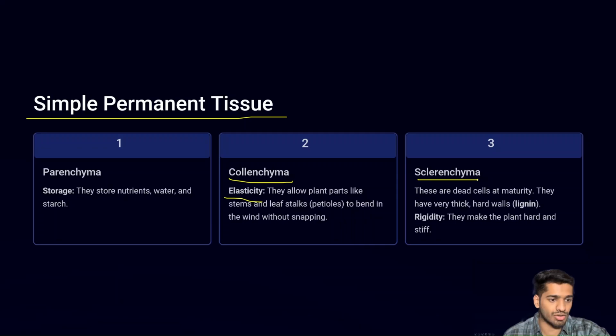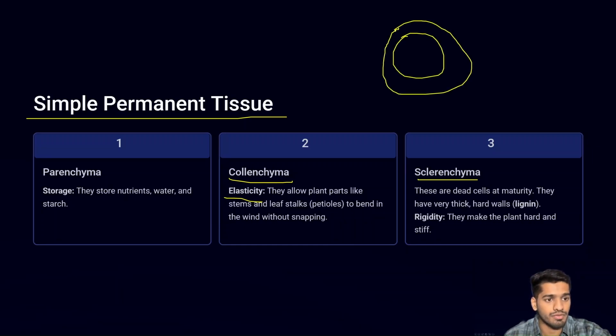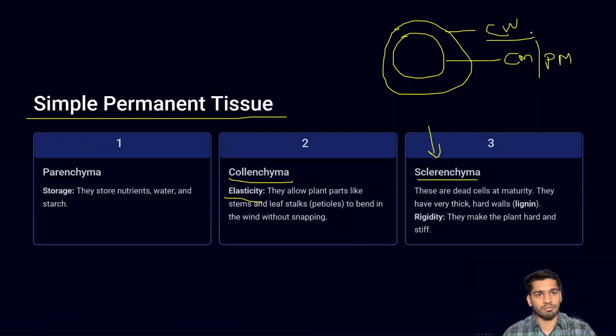And the third one is your sclerenchyma. These are dead cells at maturity. And we all know every plant cell has a cell wall. So the outermost is your cell wall. And beneath, we have the cell membrane, which is also known as the plasma membrane. In sclerenchyma, this cell wall is very rigid due to lignin, which is a compound present in the cell wall. So this is going to make the cells very hard, very rigid.